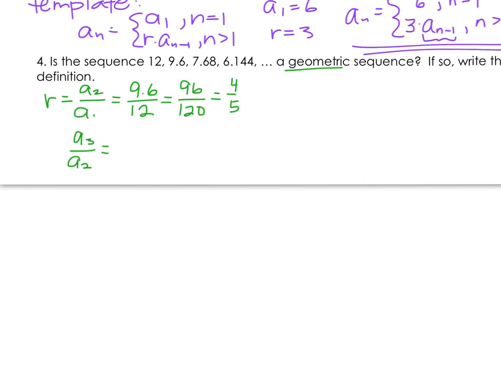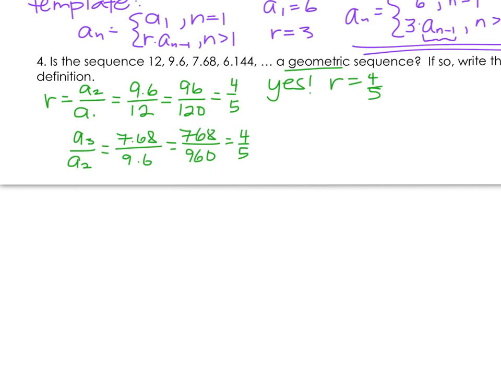The third term is 7.68, and that second term was 9.6. Now I need to move the decimal over 2 places in the numerator, 768, and if I move it over 2 in the denominator, that becomes 960. And through the magic of this video lesson, I know that this reduces down to 4/5 again. This means that the ratio stays the same between the terms, so yes, it is geometric. And our R value is 4/5.